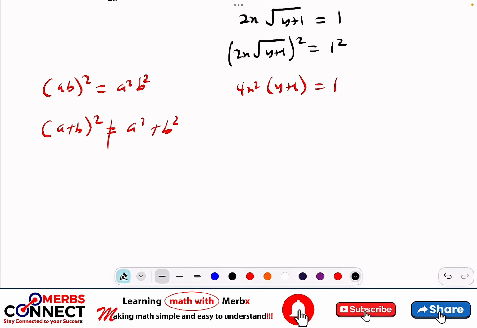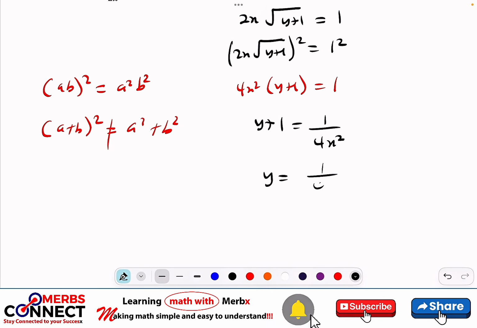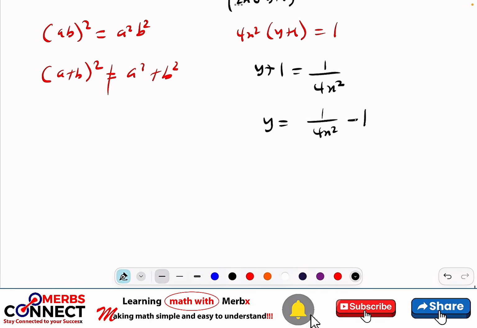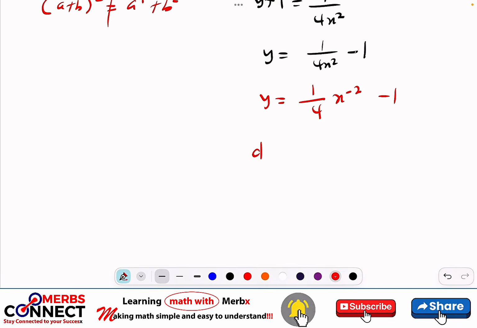Now let's make y the subject. I can divide through by 4x squared. So y plus 1 is equal to 1 divided by 4x squared. Then y will be equal to 1 over 4x squared minus 1. So now that we have gotten this one here, now we can decide to differentiate this with respect to x, right? So I can write this one as y is equal to 1 over 4 x to the power minus 2, minus 1.